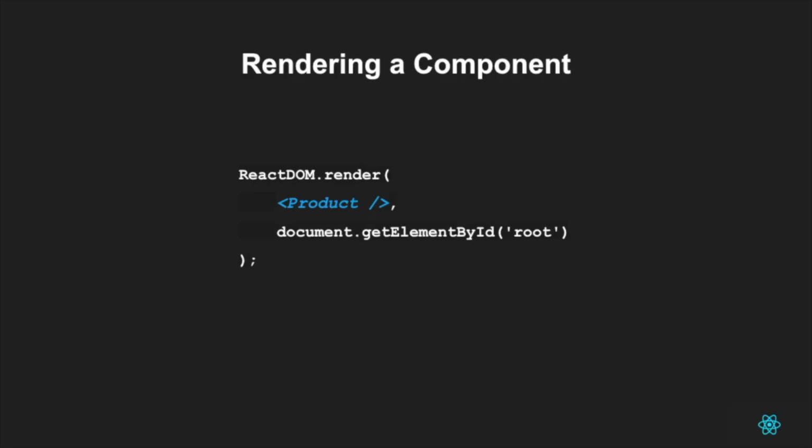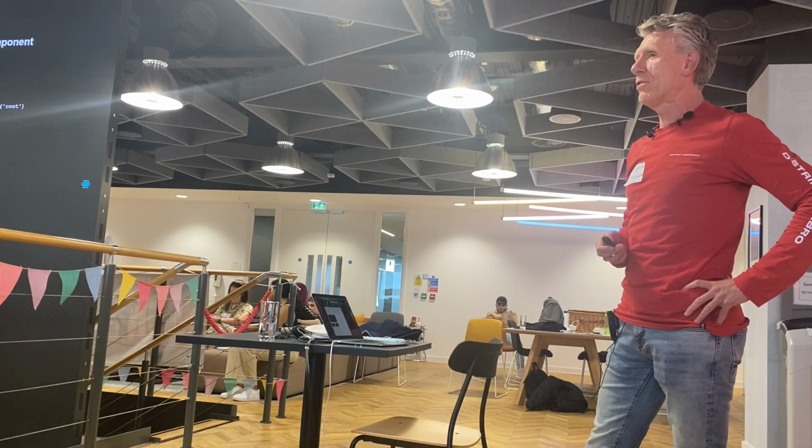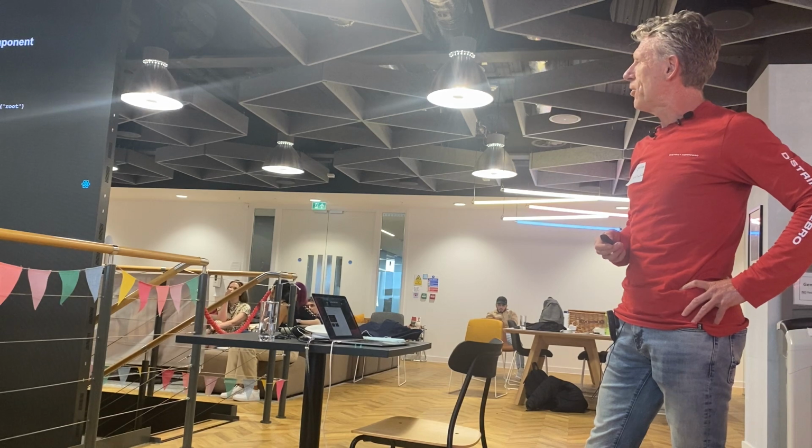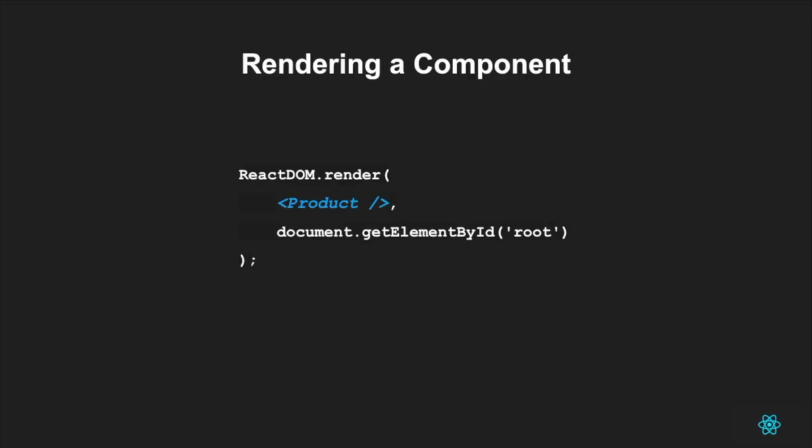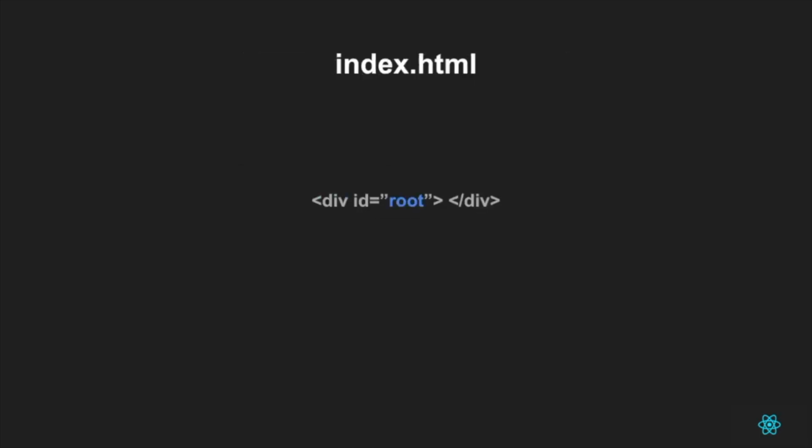And how do we render a main component in an application? Here we use the render method from React DOM. This render method has two arguments. First, your main entry component, which is the product in this simple application. The second argument is your HTML root element, where you want to show your application. The HTML root element can be defined in the index.html, for example.